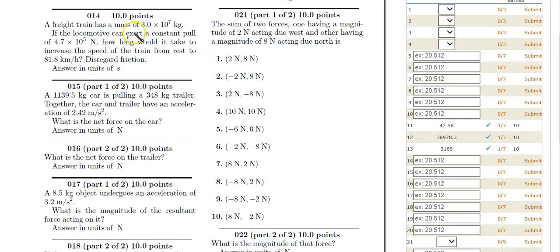So this train has a mass of 3.0 times 10 to the 7 kilograms. And if the locomotive, or the engine, can exert a constant pull of 4.7 times 10 to the 5 newtons, which is a huge force on a huge mass, it's asking how long will it take to increase the speed of the train from rest, so 0 meters per second, to 81 kilometers per hour. We're going to disregard friction here, which makes the question a lot easier. So I'm going to set this one up, and then we can go through it.